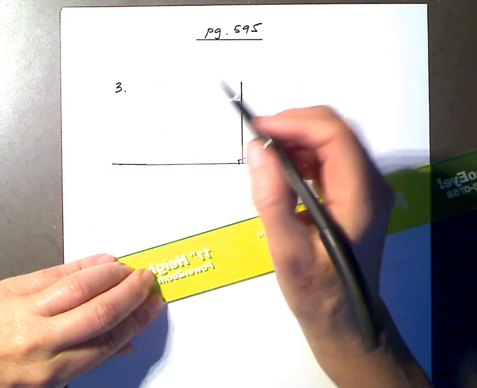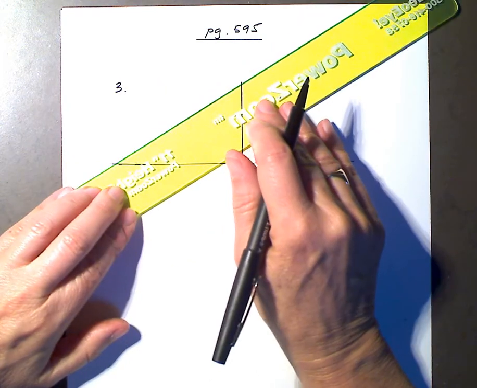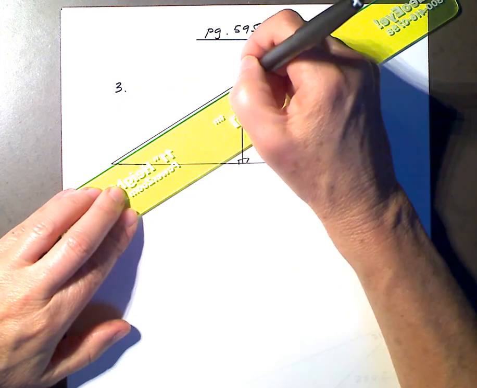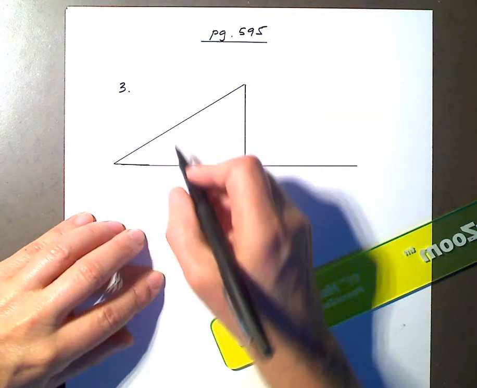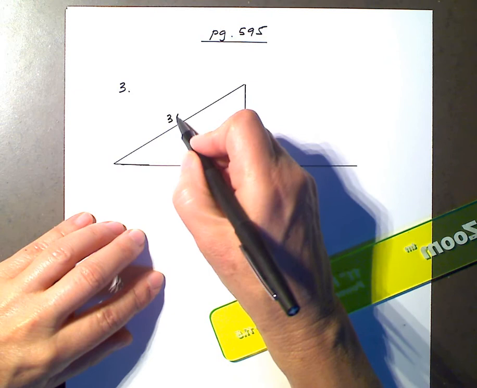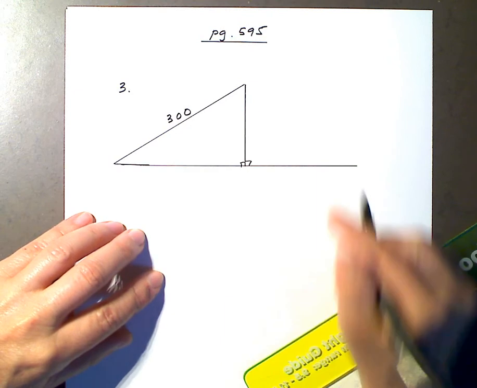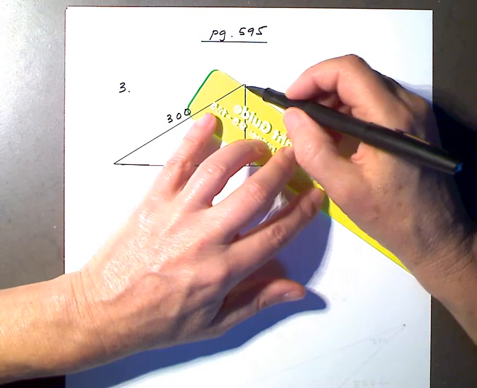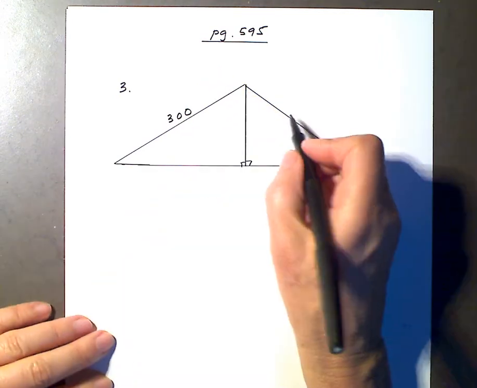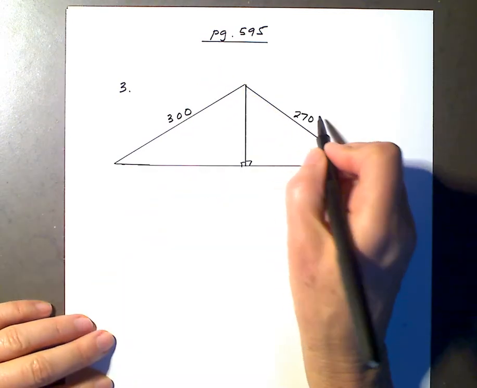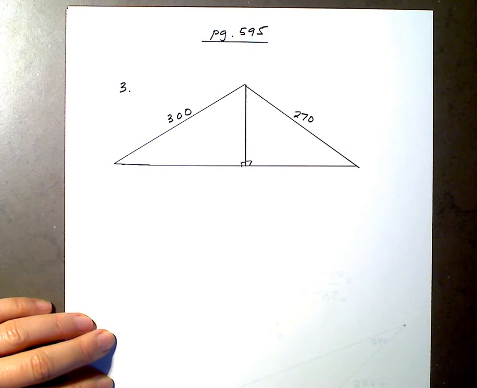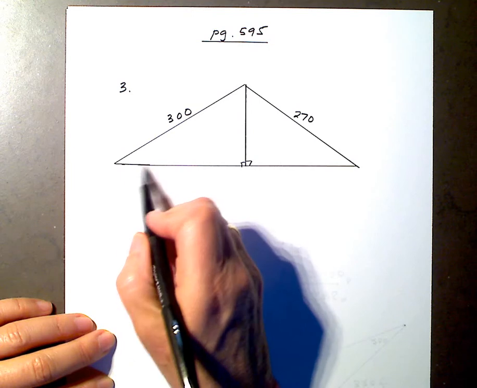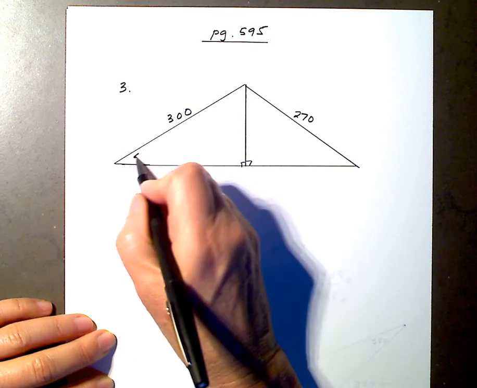So this cable is 300 meters long, and this one on the other side is a little shorter. It's 270 meters. And we're given that the longer cable, so this is going to be this one here, makes an angle of 48 degrees with the ground.